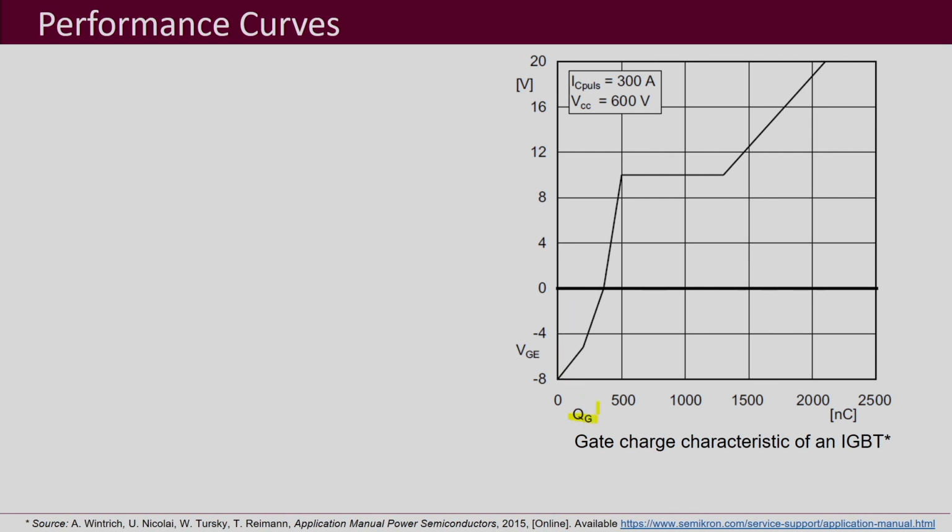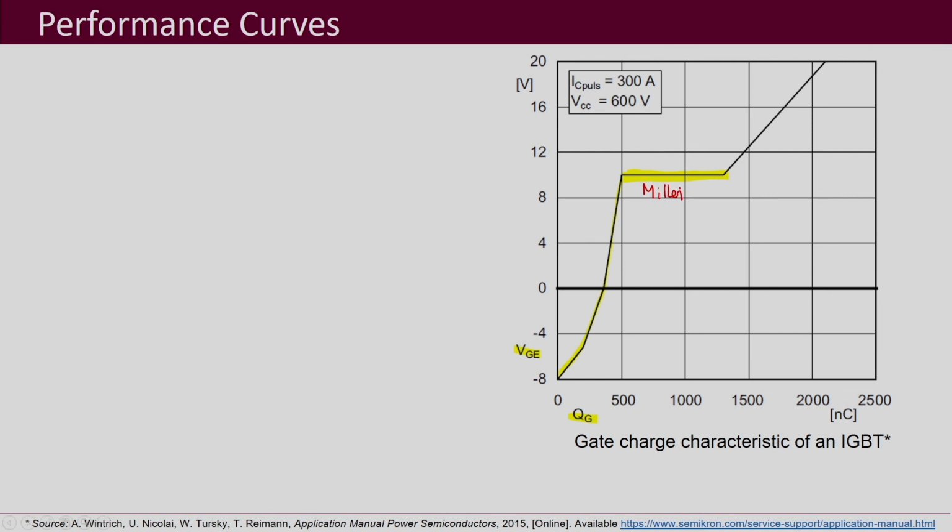Now one more performance curve of great importance is your gate charge characteristics. This is between your gate charge and your VGE. Usually for IGBTs a negative voltage is given to turn it off. Let us say it started from minus 8 volt. Initially, when the charge increases, this VGE increases, it becomes 0, and then further it reaches this point, which corresponds to your Miller voltage.